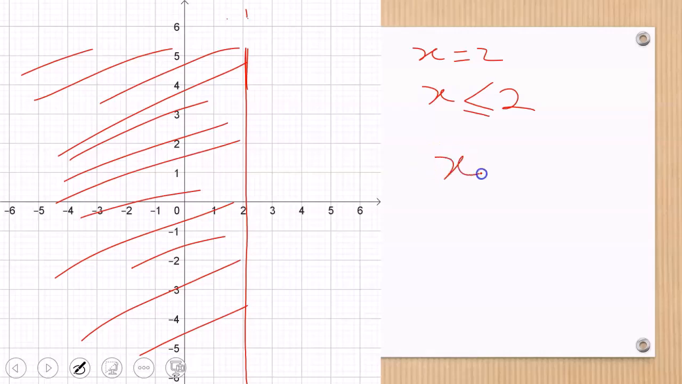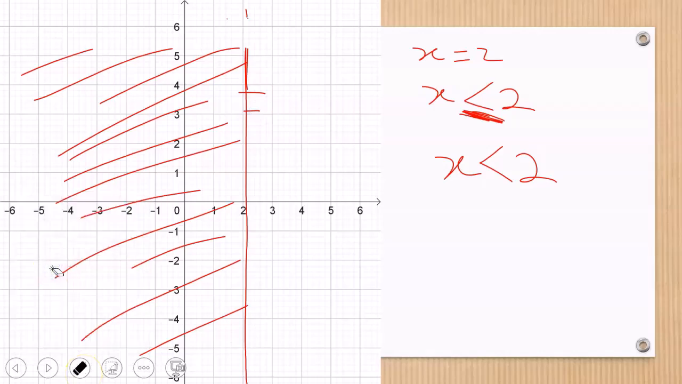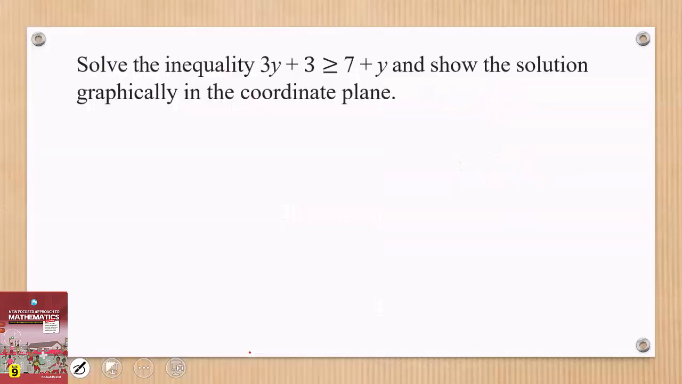Now, if the question comes with x is less than 2 and there is no equal to, then this line will be a short dash line. So it will go like this. Okay. But now that it is inclusive, then we make it a solid line. Let's take another example and see.